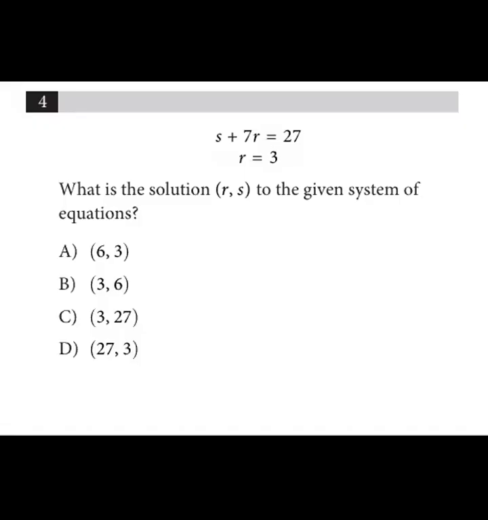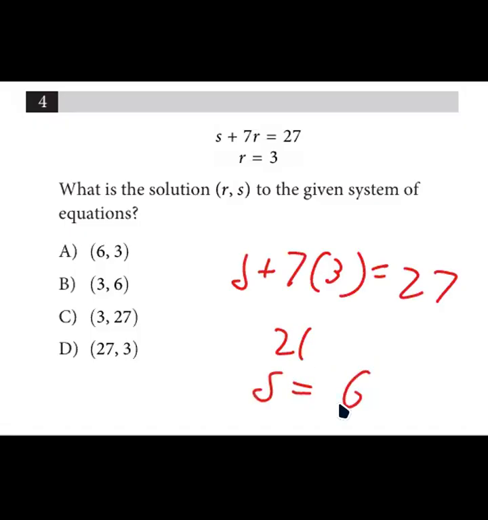Okay, so question 4, we're asked for a solution of this equation. We have r equals 3, so we just plug in: s plus 7 times 3 equals 27. So s plus 21 equals 27, subtract 21, and that gets us s is equal to 6. So r is 3 and s is 6, so (3, 6). The correct answer is B.